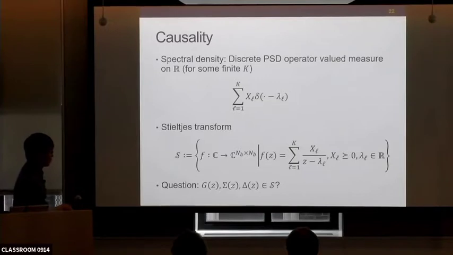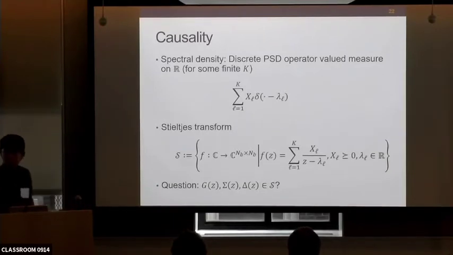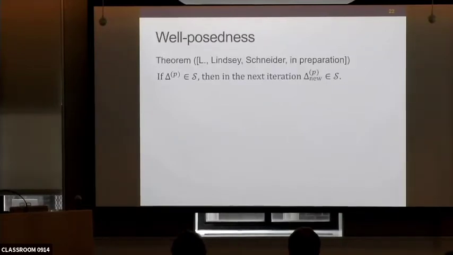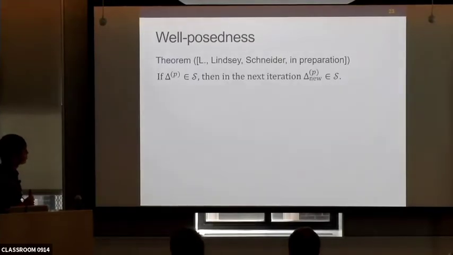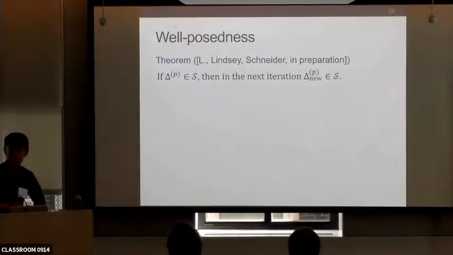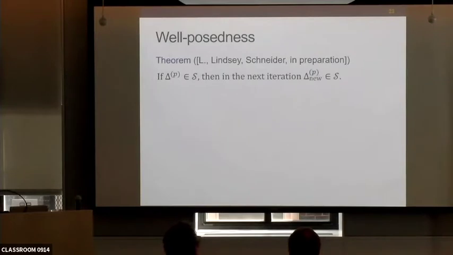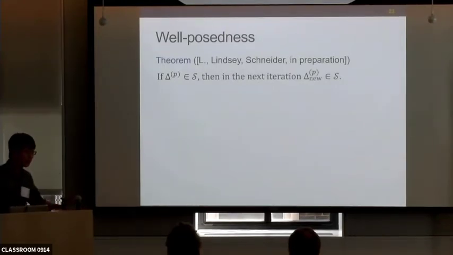And in particular, we care about whether G's, sigmas, deltas, they are in this class. Okay, so I think this is probably a more clear definition of what we're talking about. The theorem, which is a work in preparation, is more technical than we thought. What we can show is if at the pth iteration, the hybridization function is in this class, then at the next iteration, the hybridization is still in this class.